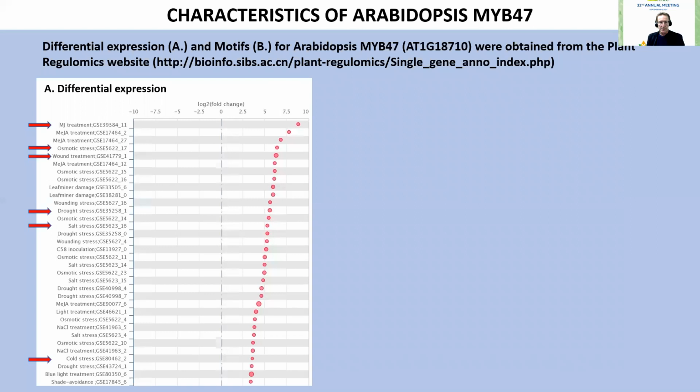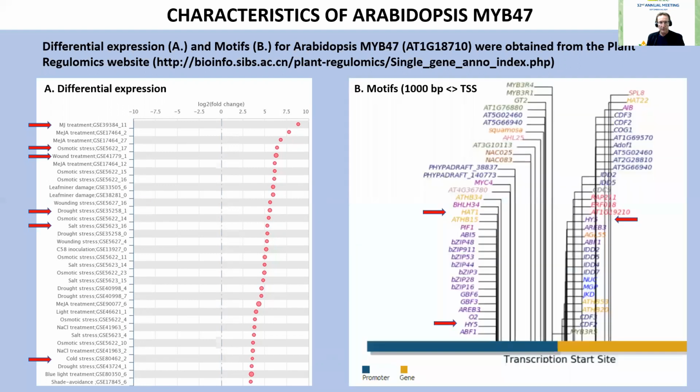Based on Arabidopsis experiments and highlighted by the red arrows in the left figure, MYB47 is induced by methyl jasmonate, oxidative stress, wounding, drought, salt, and cold. In the right figure, the red arrows show the promoter of Arabidopsis MYB47, which contains a HY5 and a HAT1 motif that are likely involved in regulating MYB47.